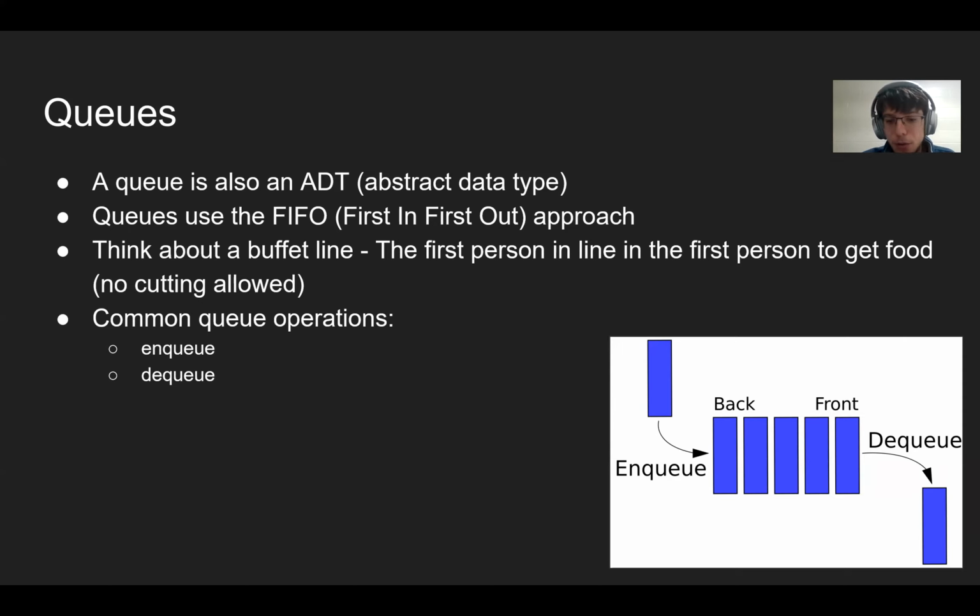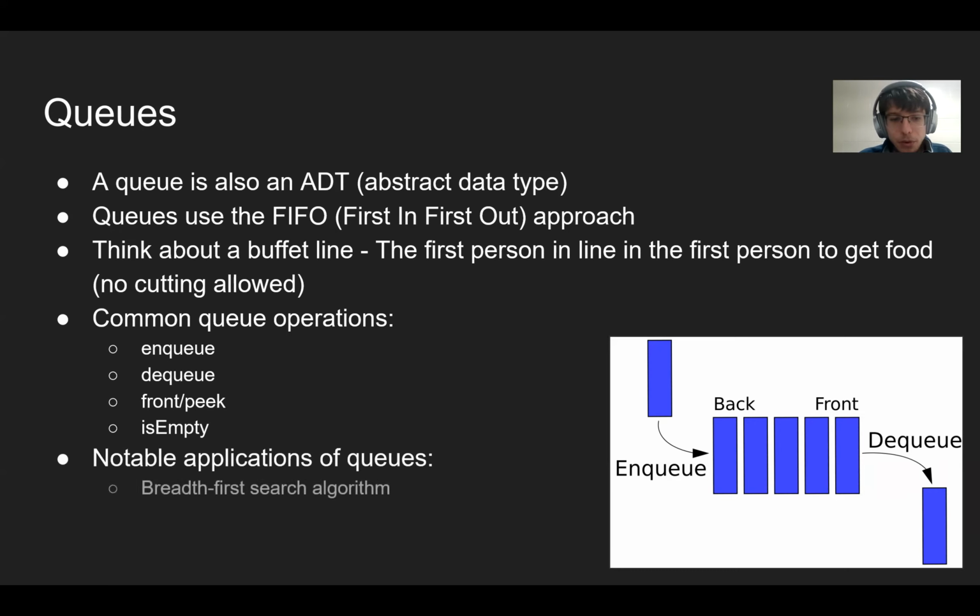So maybe only a certain number of people because of COVID are allowed into the buffet station. So you're all waiting in the queue. And then when someone leaves the buffet, then they can dequeue. They take the first person out of the queue. And then there's also front or peek, where you just look at the first element, and isEmpty, to see if it's empty. So queues are breadth first search, which is a little different from depth first search.